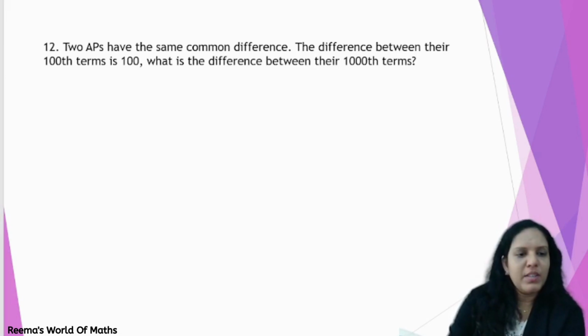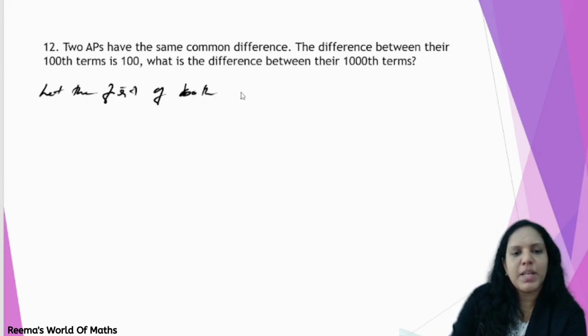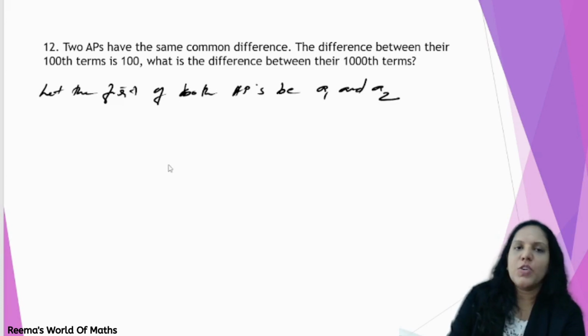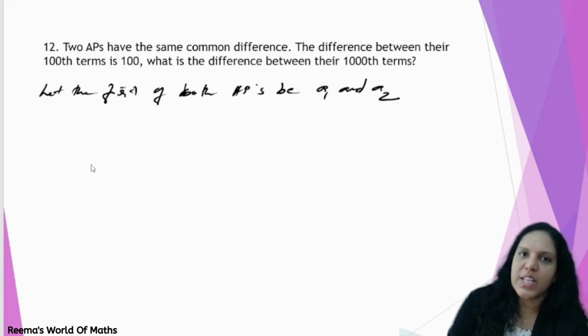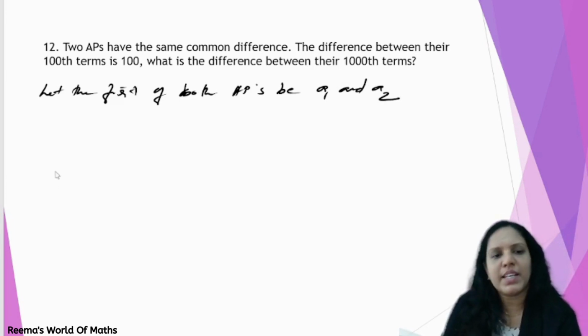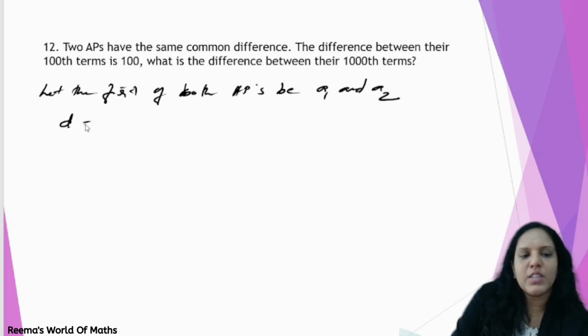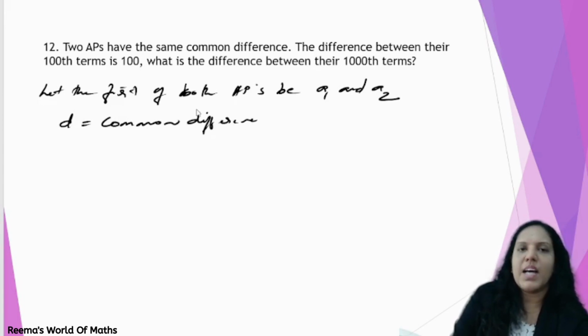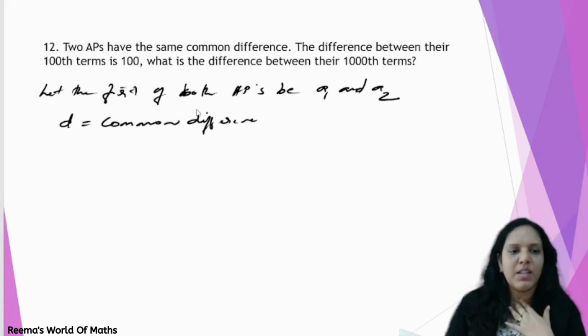So there are 2 APs. So let the first term of both the APs be A1 and A2 respectively. So A1 is the first term of the first AP and A2 is the first term of the second AP. And D is the common difference for both the APs, because the common difference is equal. Both have the same common difference.